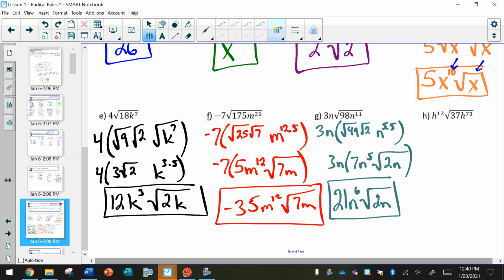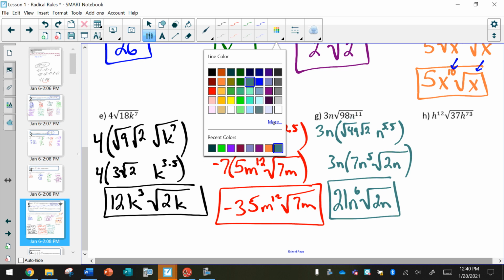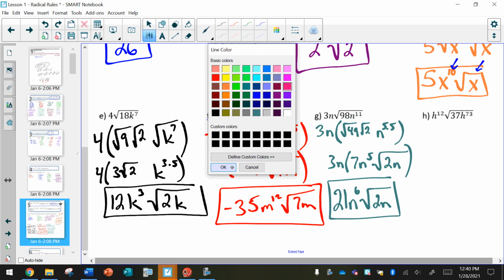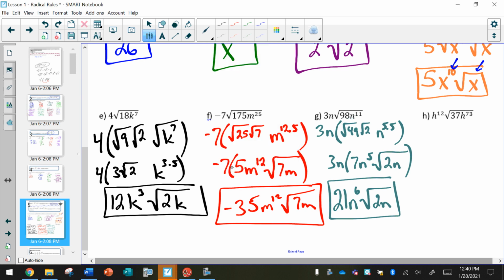And letter H. I think you should try this one on your own, and then come back and I'll do it with you. So as you try this, you may have found that 37 has no perfect square factor. It is a prime number, so that means that will stay as is. So I only have to deal with the h.